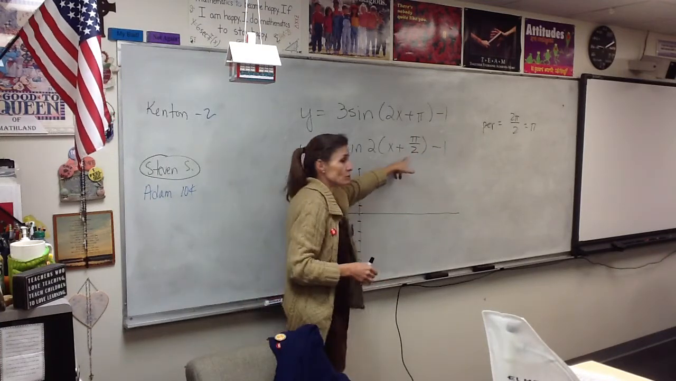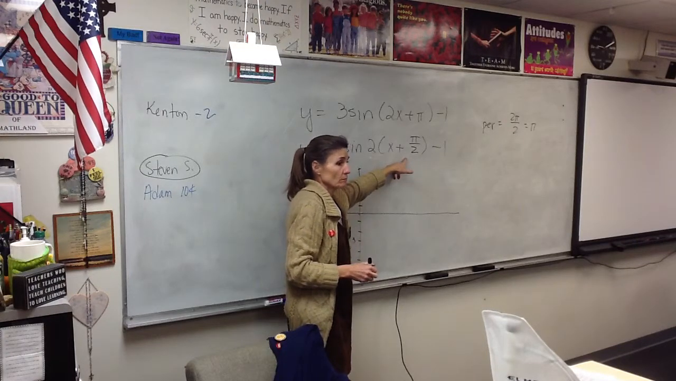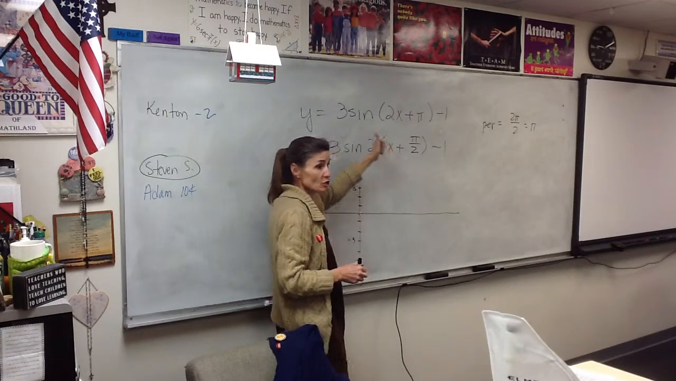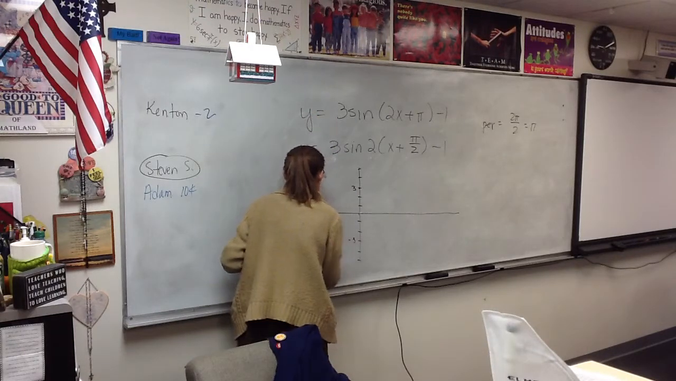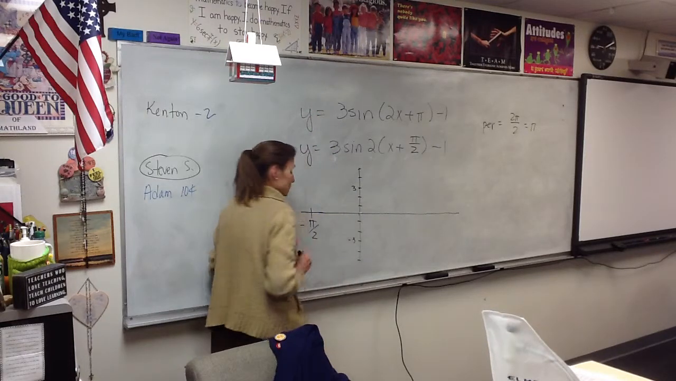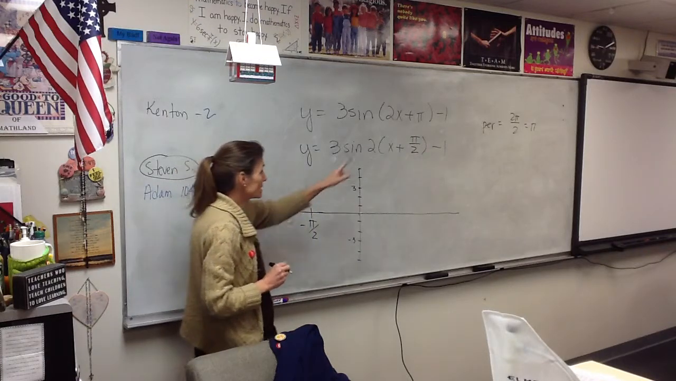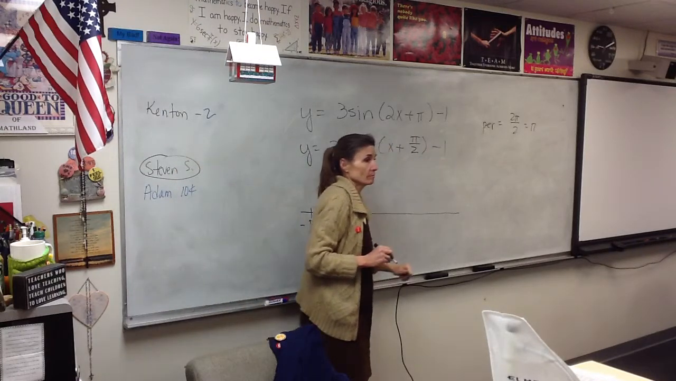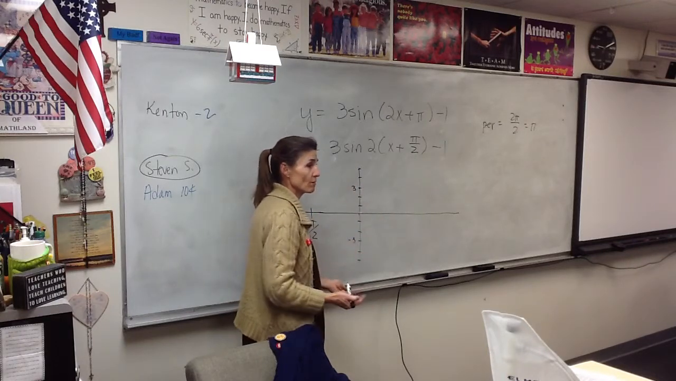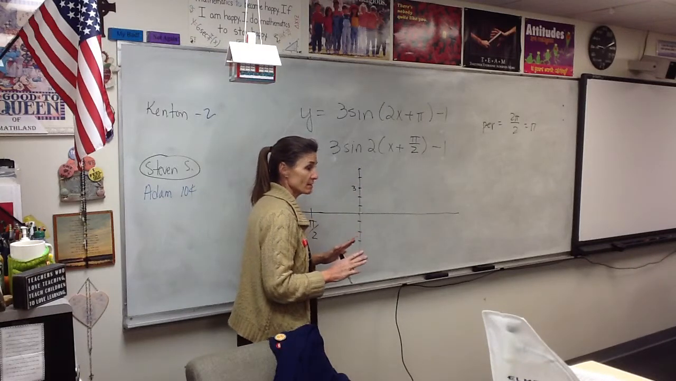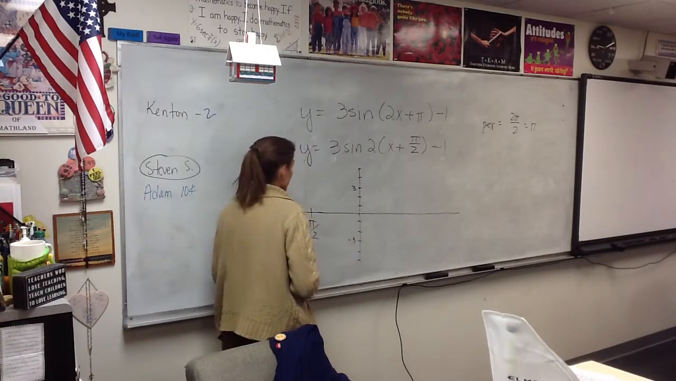Okay, what does this do? That means I'm going to start pi over 2 to the left. What does that mean? Vertical shift. It means when I'm all done and I got my picture all drawn, I'm going to lower everything 1 unit. I'm going to wait on that. Let's get this thing drawn first.